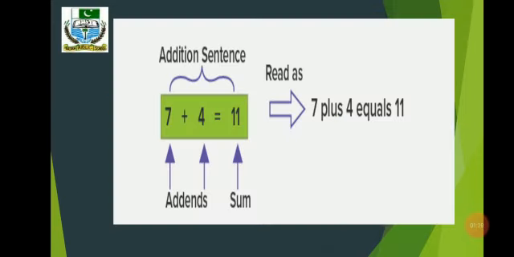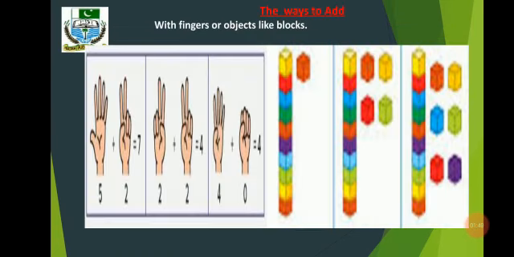In an addition sentence, we have learned that the numbers which will be added are called addends, and the answer by adding these numbers is called a sum. We read it as 7 plus 4 equals 11. The ways to add are to count on your fingers, or count on with blocks or beads or with some other objects.